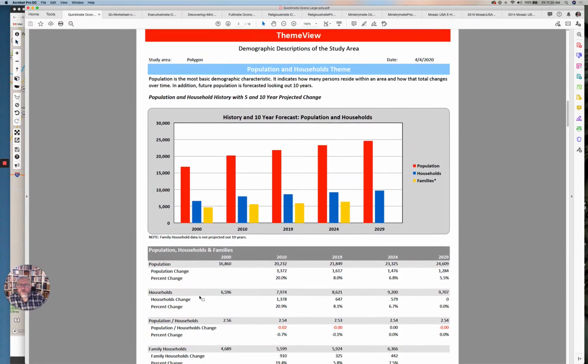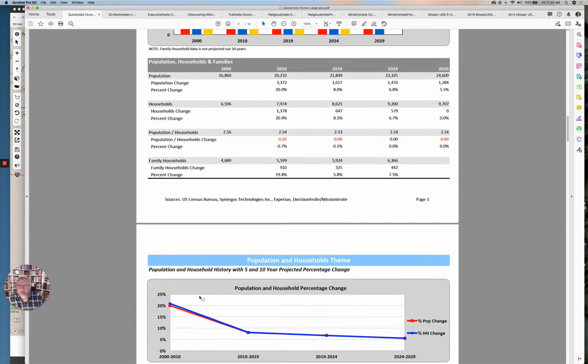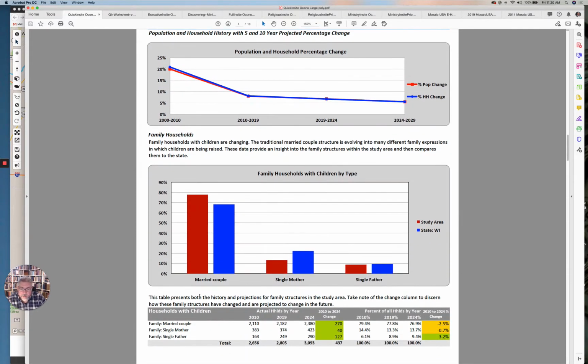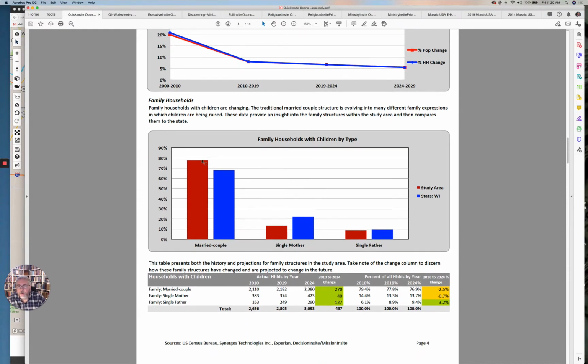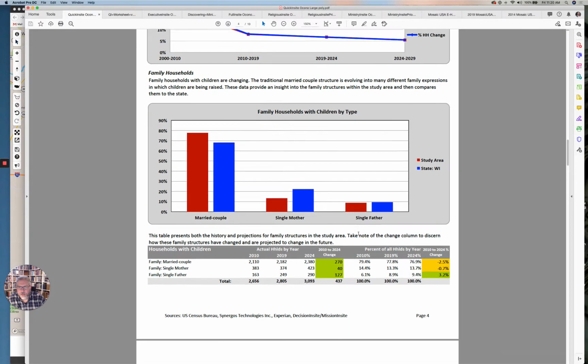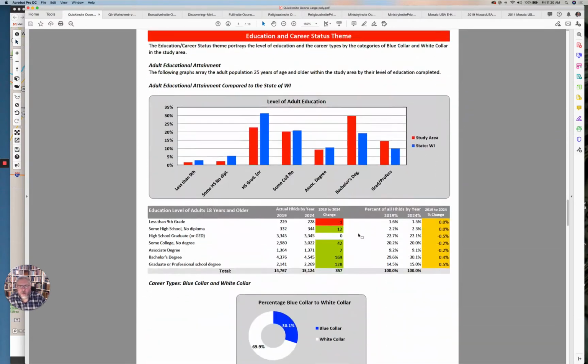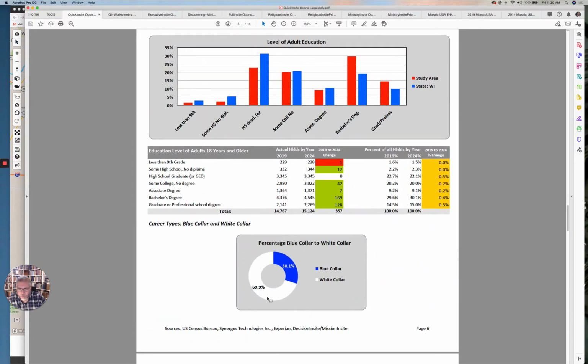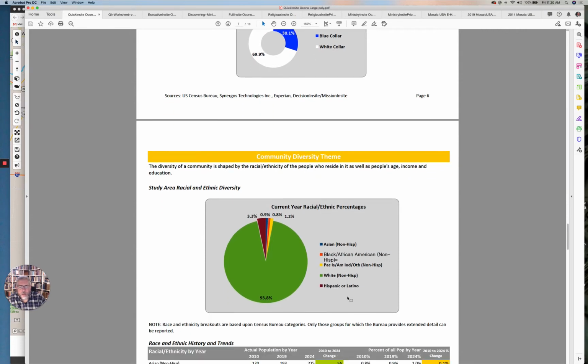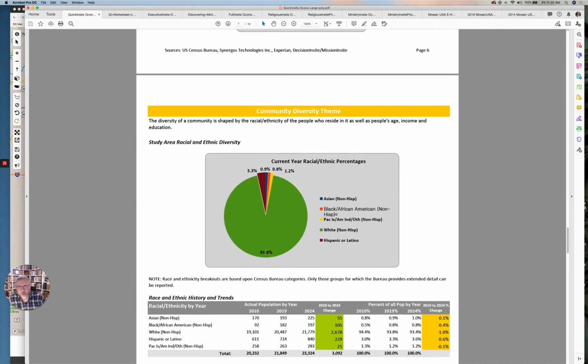Then it gives you the different themes so you can see how it compares against the state as a whole. So in the study area, greater number of marriages compared to the state, fewer single mothers, similar but a little bit fewer single fathers. Other age themes are going on there, educational attainment, almost 70% white collar. Again, saying it was very homogeneous. You had 94% white, non-Hispanic.